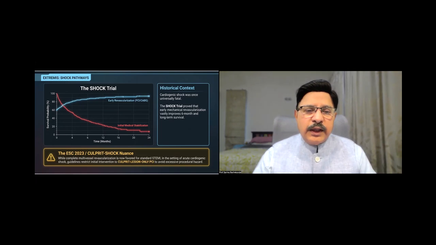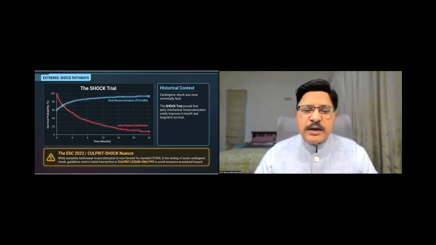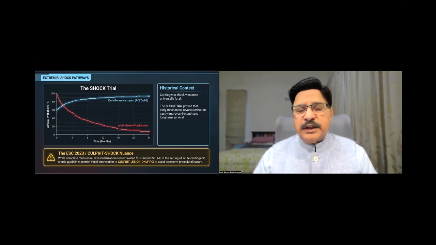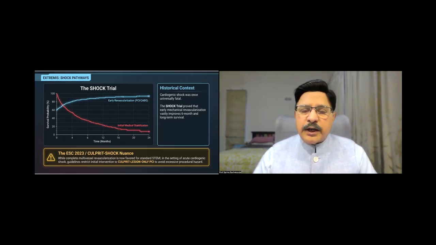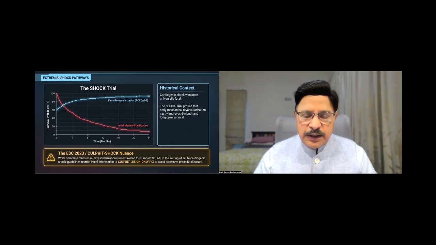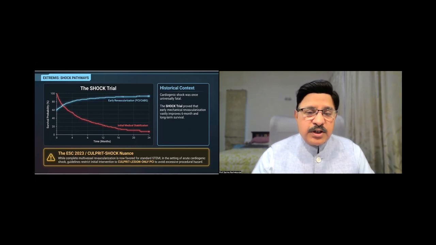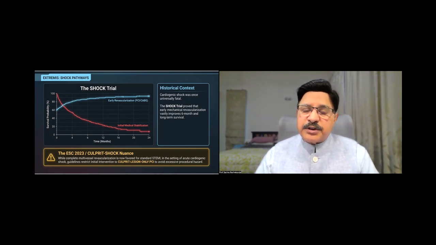The 2023 culprit shock nuance is, while complete multivessel revascularization is now favored for standard STEMI, in the setting of acute cardiogenic shock, guidelines restrict initial intervention to culprit lesion alone PCI. What does that mean? If the patient has presented with LAD big disease, 90% disease, but he also has disease in the RCA and the LCX, then should we treat all three vessels in the first instance itself, in the primary index presentation itself?